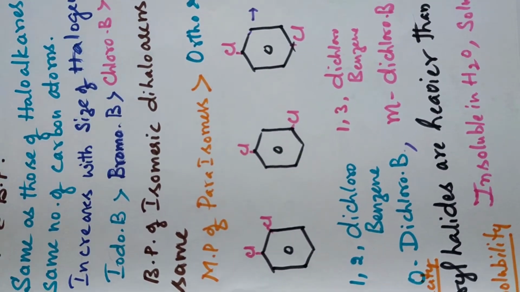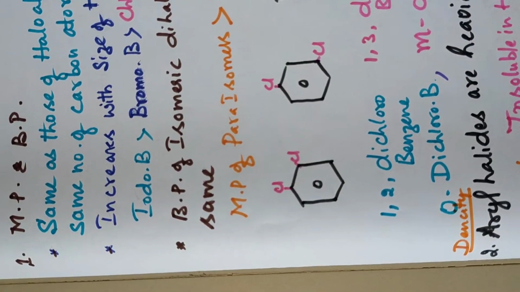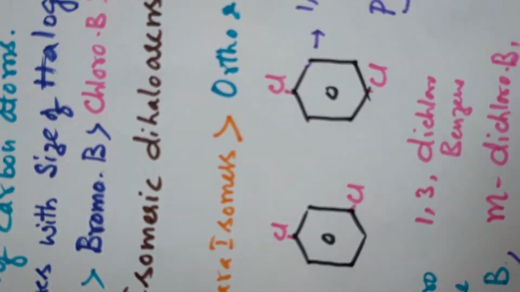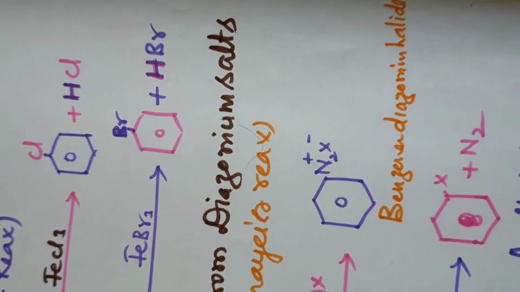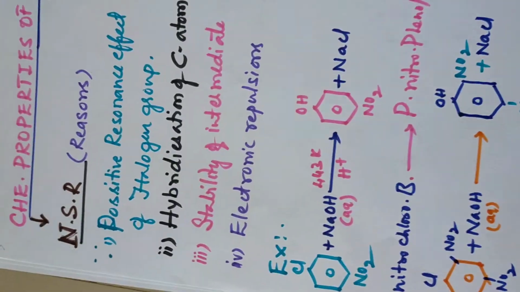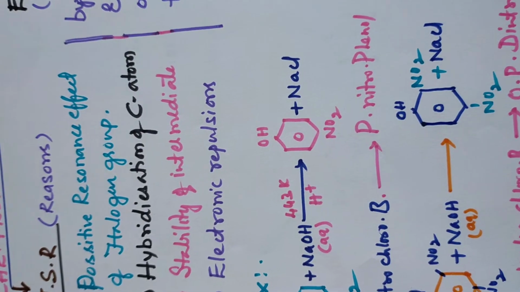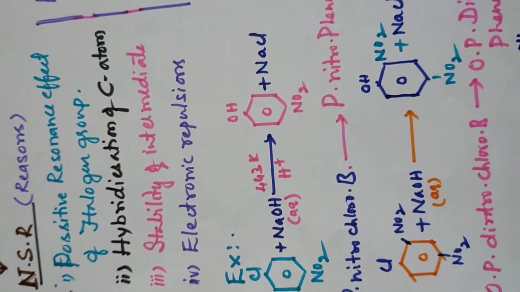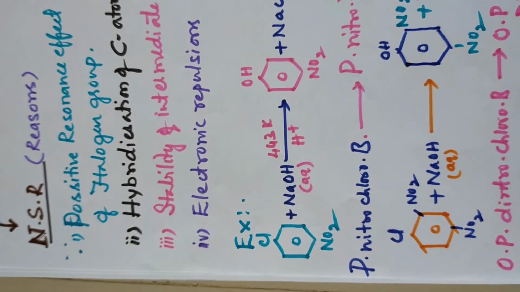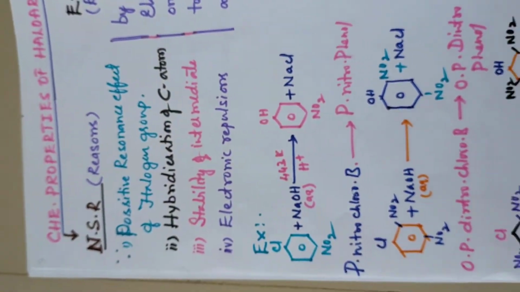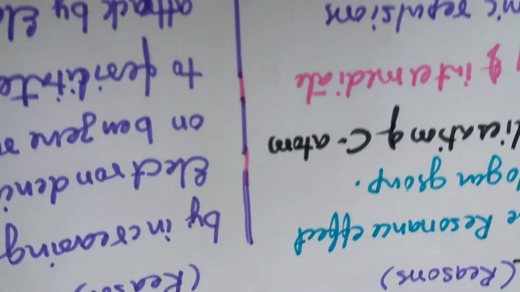After this, we are going to learn the other properties, that is, the chemical properties of haloarenes. Okay, observe here, chemical properties. I will make it a magnified image, zooming it.